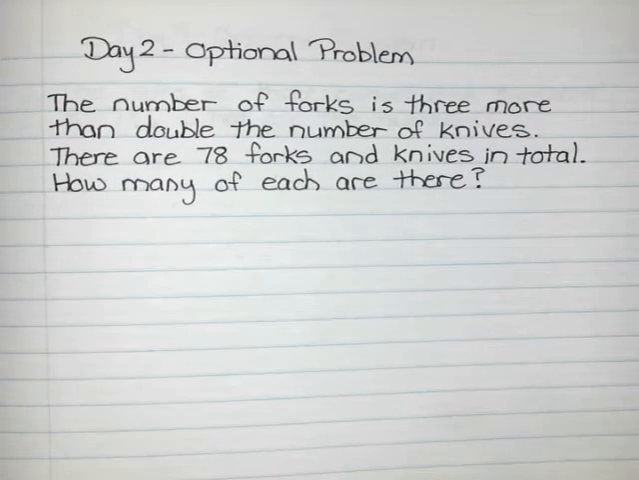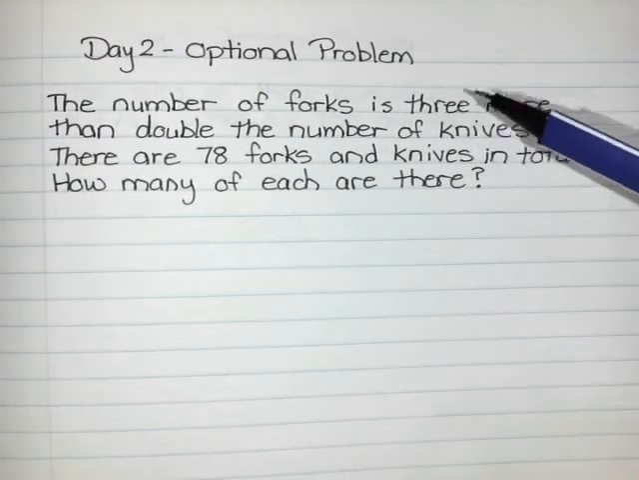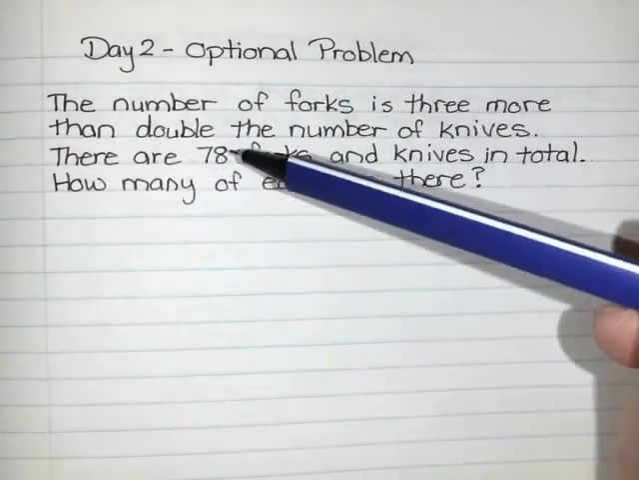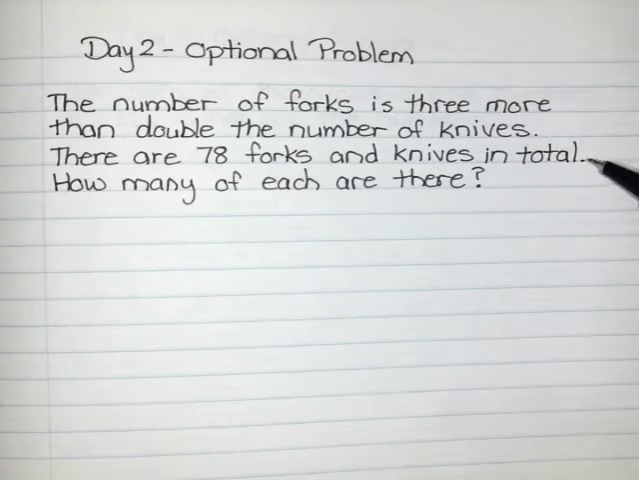Word problems, optional problem. This question is really just if you need to see a second example. It is question number 3 in today's practice, if you want to go through this with me. It says: the number of forks is 3 more than double the number of knives. There are 78 forks and knives in total.